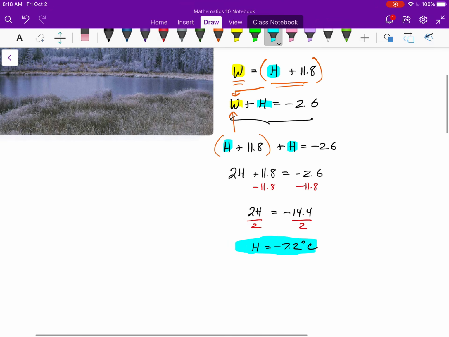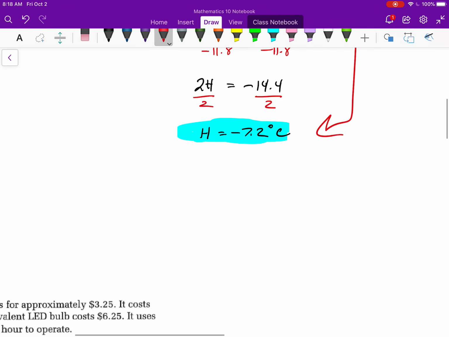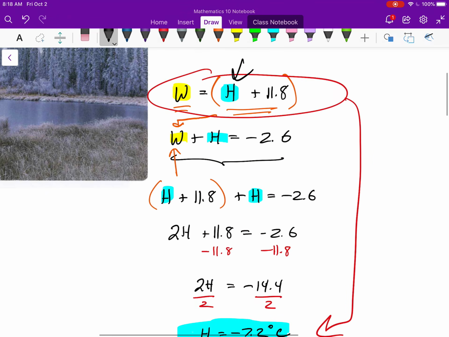And so with that said, I can put that negative 7.2 for H into any equation I see up here that has an H. I might as well put it into the very first one, because this equation right here is set up to tell me the average temperature in White Rock. All I got to do is take the answer I just found and add 11.8. So let's do that. White Rock's temperature will be the same as the temperature I just found plus 11.8.